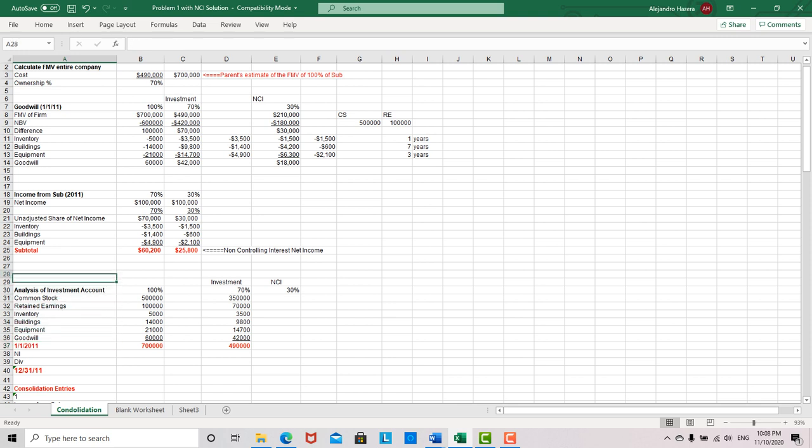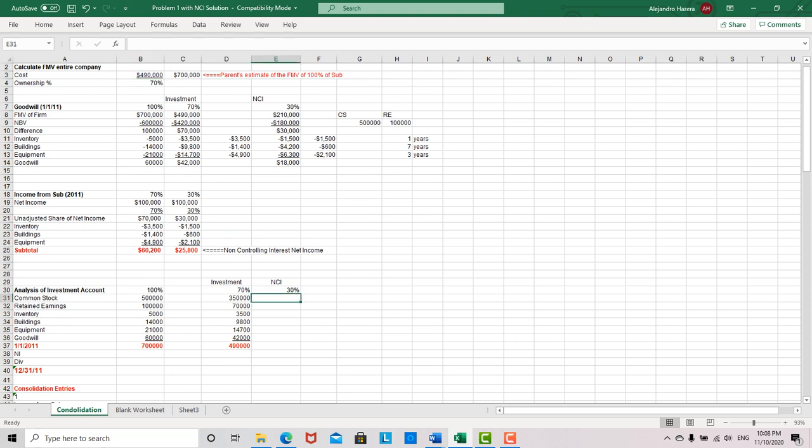This is a first-year problem. That just happens to be equal to the cost of your 70% acquisition, 490. So that makes total sense. When you bought it, you debited investment 490 and credited cash for 490. There's your 490. This is just telling you the components.